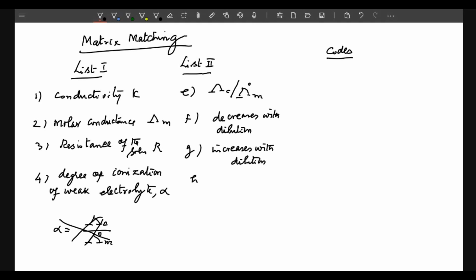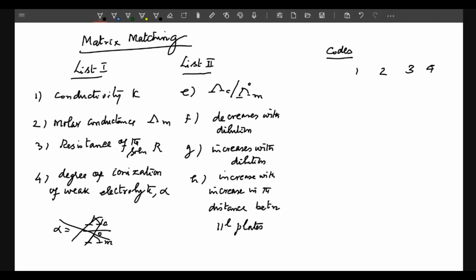H. Increase in the distance between parallel plates, that is parallel electrodes. Options coding means the options 1, 2, 3, 4.